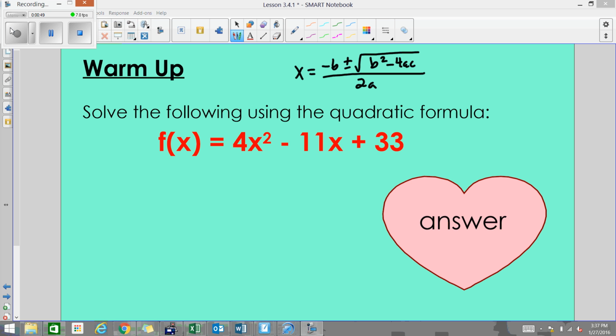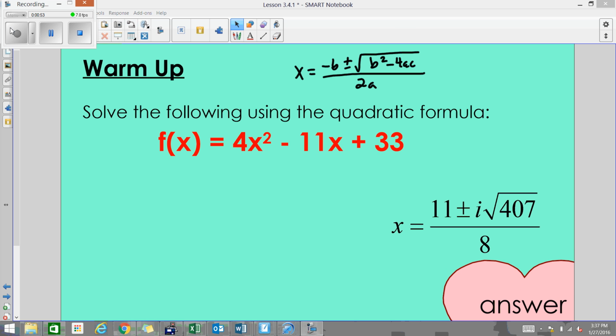All right, so I'm going to show you the answer. Here's the answer right here. It's x equals 11 plus or minus i root 407 over 8. If you left it as the square root of negative 407, technically you're right, but we want to start getting into the habit of pulling that negative one out as i. So if you did that and you have this, go on to the next thing.